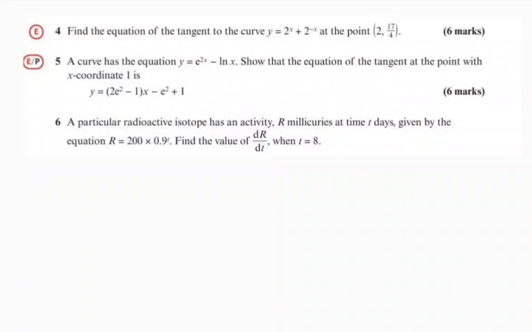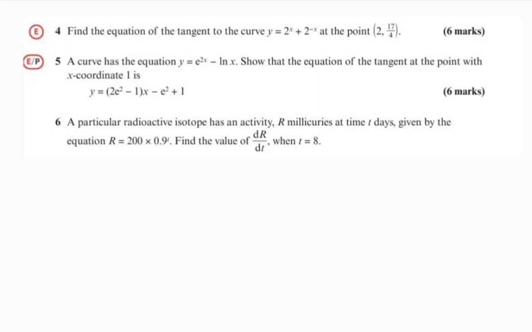This video is on exercise 9b questions 4 to 6 of A-level Maths Pure 2 textbook. Question 4. Find the equation of the tangent to the curve y equals 2 to the x plus 2 to the minus x at the point 2, 17 fourths.